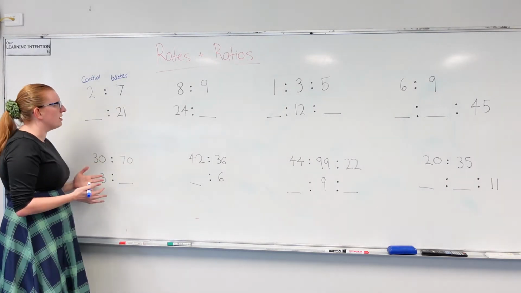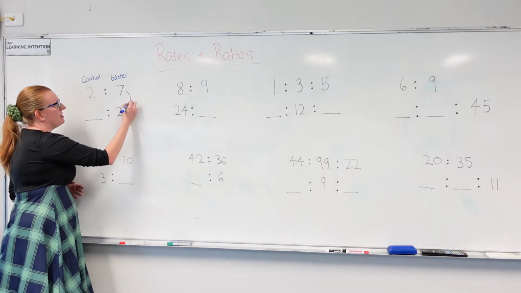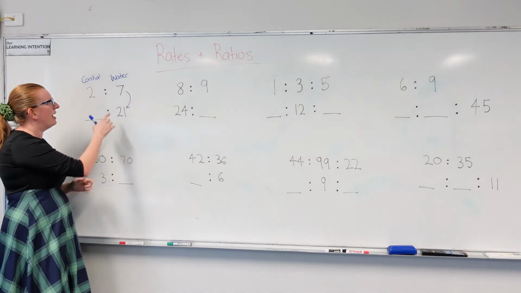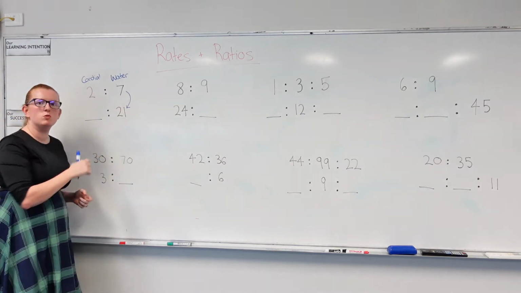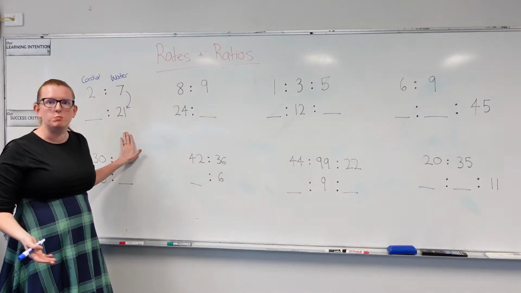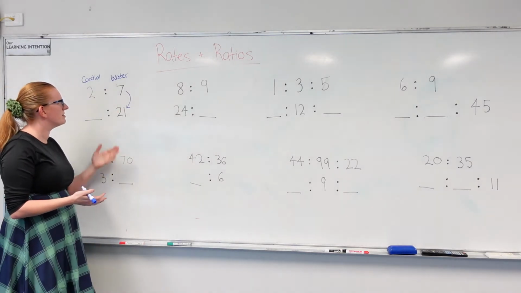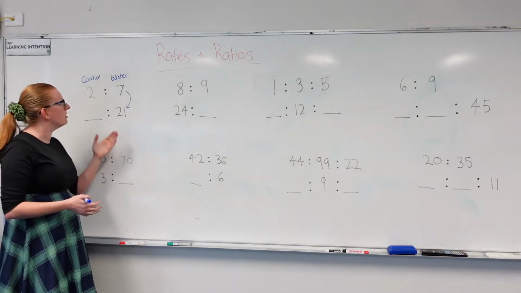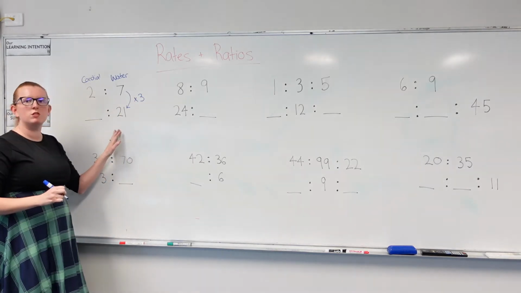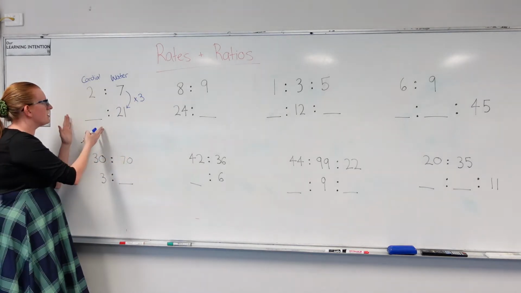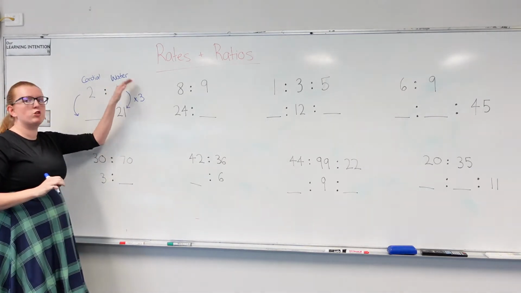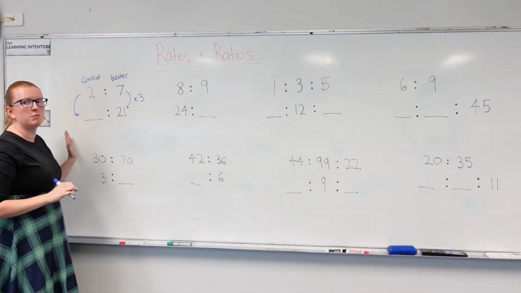Okay, so now what I do is I have a look at the ones where I have a number for the top and the bottom. And I think to myself, how do I go from a 7 to a 21? Now, because my numbers are getting bigger, I'm going to be multiplying. So what do I multiply 7 by to get 21? Well, 7 times 3 gives you 21. So if this side has been multiplied by 3, this side is also going to be multiplied by 3. So if I've tripled my water, I also need to triple my cordial.